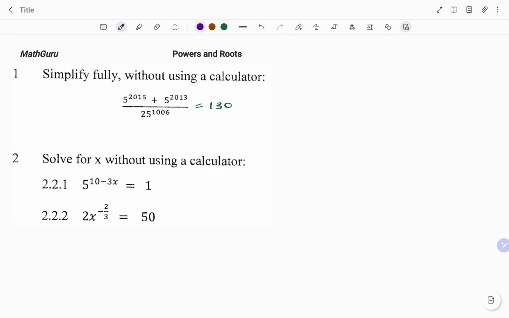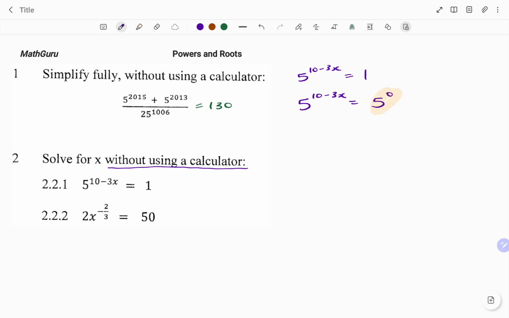The second part of the question says, solve for x without using a calculator. I need to take note of that also. The first part says 5 to the power of 10 minus 3x equals 1. Because it's equal to 1, I have one term on my left and one term on my right. I'm going to apply the laws of exponents by changing my 1 to base 5. So I have 5 to the power of 10 minus 3x equals 5 to the power of 0. What I've done is any number raised to the power of 0 will give me 1.